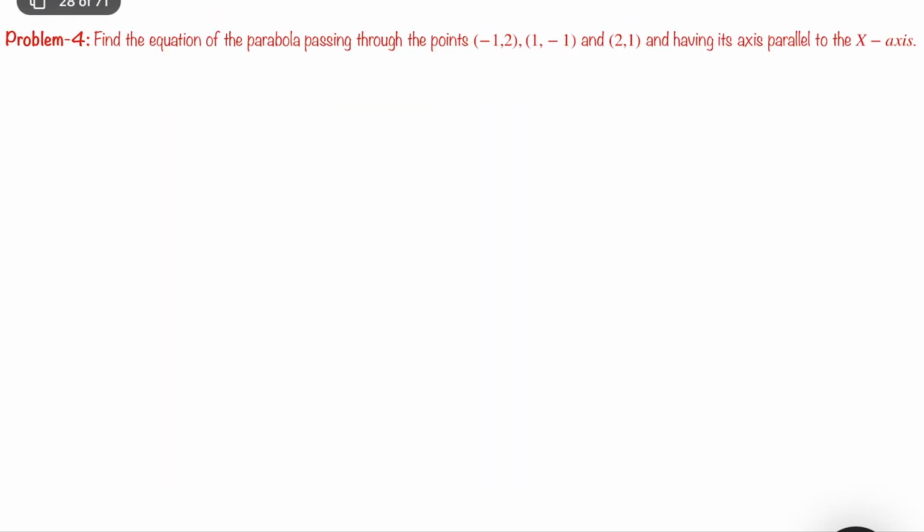Okay, next problem. Find the equation of the parabola passing through the points minus 1 comma 2, 1 comma minus 1 and 2 comma 1 and having its axis parallel to the x-axis. Okay, first of all, we know that the equation of a parabola whose axis is parallel to the x-axis will be in this form: x equal to ay square plus by plus c, where a, b, c are real numbers and of course a must be non-zero.